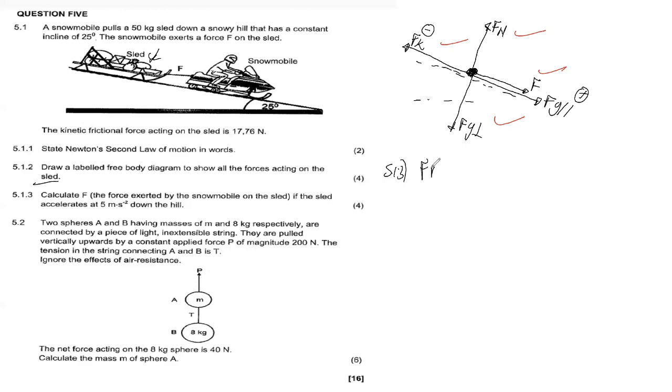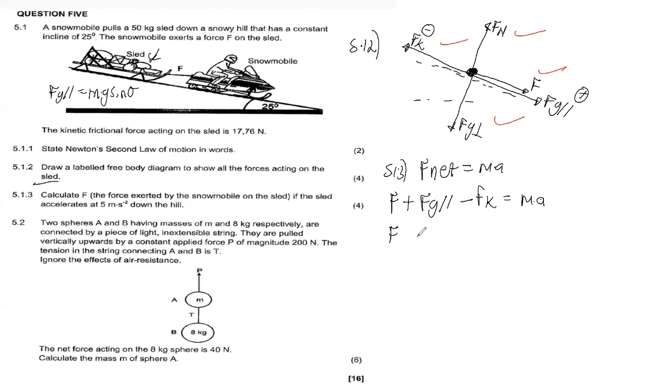Newton's second law, we will go F net is equal to ma. So let's indicate that this is 5.1.3. Now, we know that all the forces in the positive direction should add up, and then all the forces in the negative direction should subtract, like that. So it's F plus FG parallel minus the one in the negative direction. Then that's equal to mass times acceleration. We are to calculate the force here, but then remember FG parallel breaks down to mg sine theta. So let's just break this down. This is F plus mg sine theta minus Fk is equal to mass times acceleration.